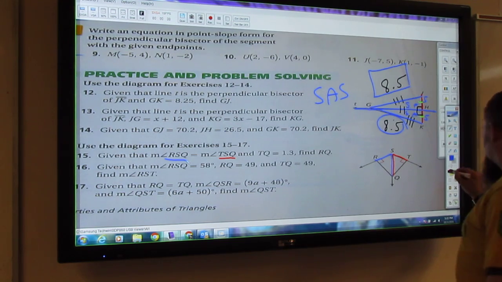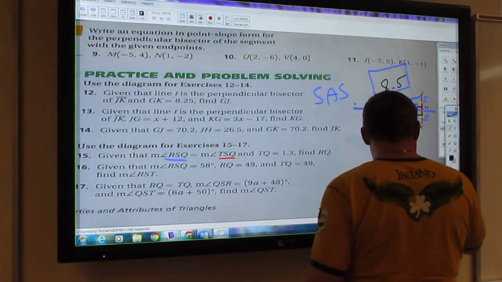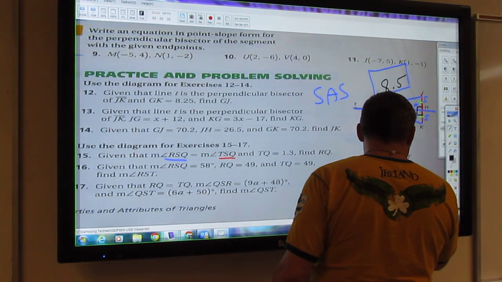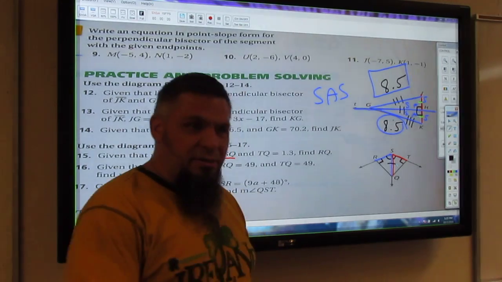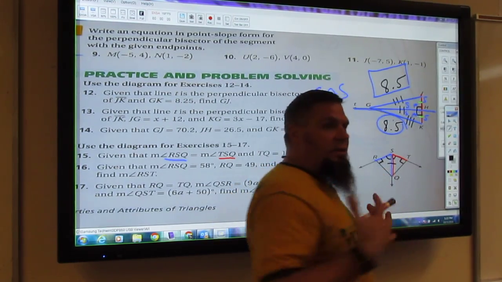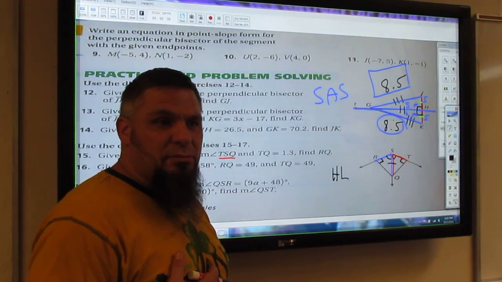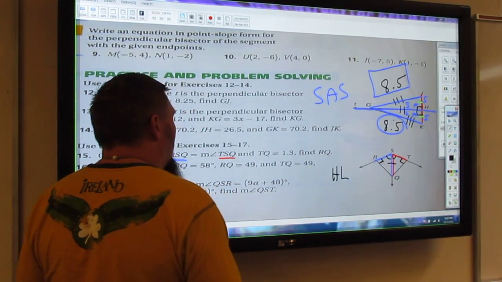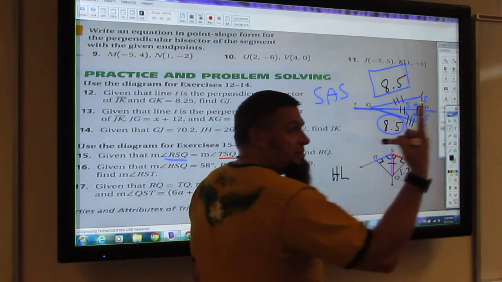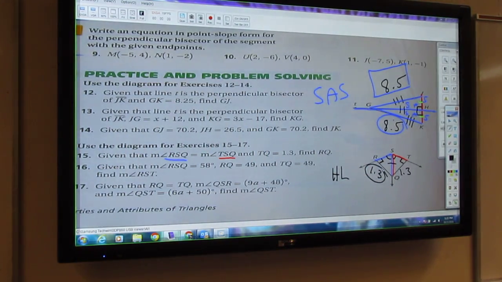So I know that, first of all, these angles are congruent, right? And I also know that because these are right angles, those angles are congruent. And I also know that this side is congruent to that side. And then I also know that that's the hypotenuse because it's across. So I know that due to HL, right? Remember, hypotenuse leg tells me that these two are congruent. So I just know that TQ is 1.3. So TQ is 1.3, and then that means that RQ in this case is 1.3. And that's the one it's asking for. Does that help?